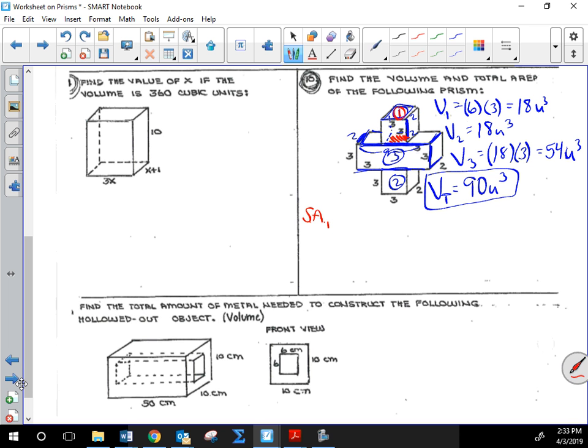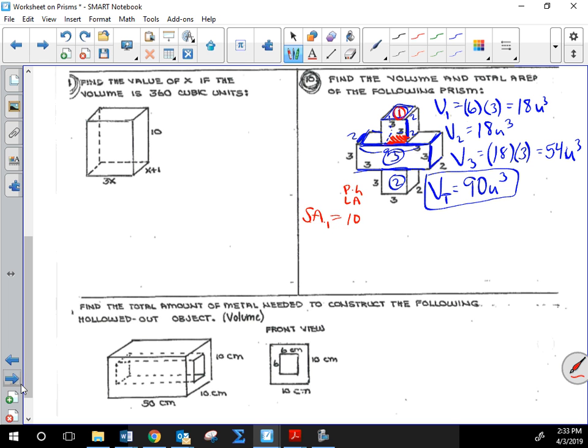Alright, so I'm going to go ahead and do surface area of our top block. So let's see, we need our lateral area. And lateral area, which is our perimeter times height. So my perimeter, we have that this is, how much again? 3. So 3 plus 2 plus 3 plus 2, how much is that?